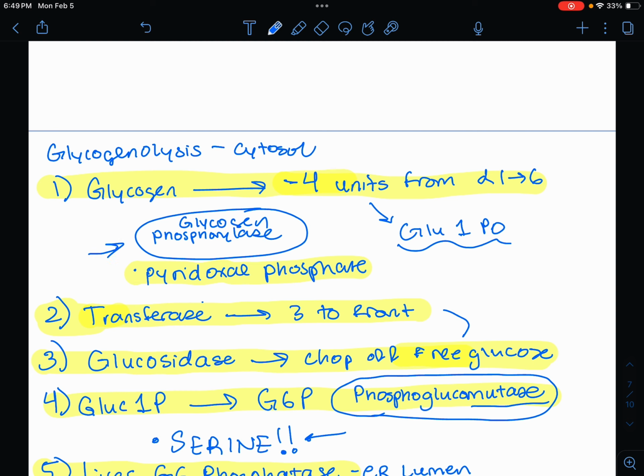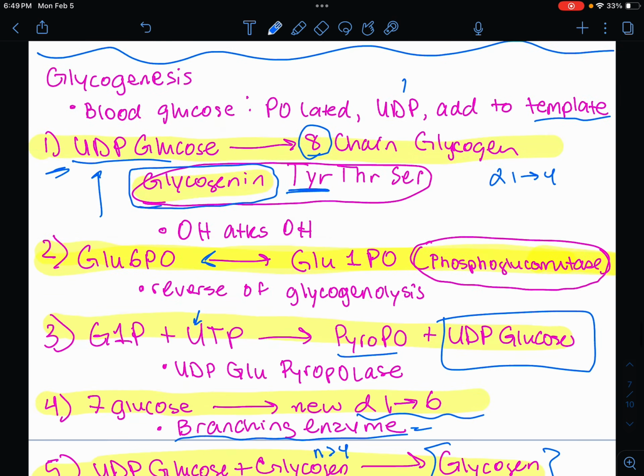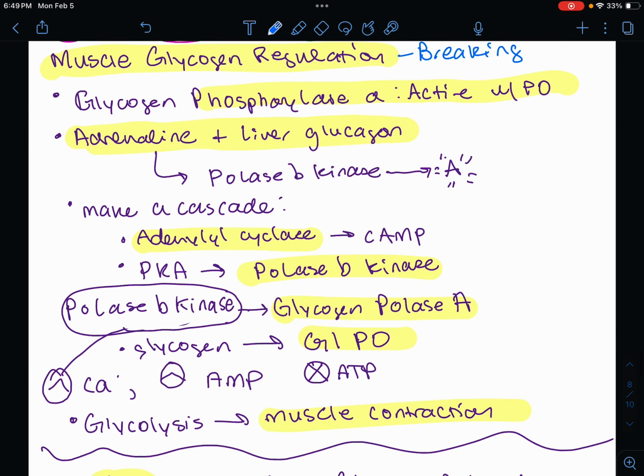So again, glycogen, we cut those alpha 1,4 linkages until we're 4 units away from the alpha 1,6, and each of those broken away pieces will be a glucose 1-phosphate. So that's a reminder of what this enzyme does. Okay, so we have 2 types. We have glycogen phosphorylase A, which is active. This is catalytically active. We also have glycogen phosphorylase B, which is much less active.